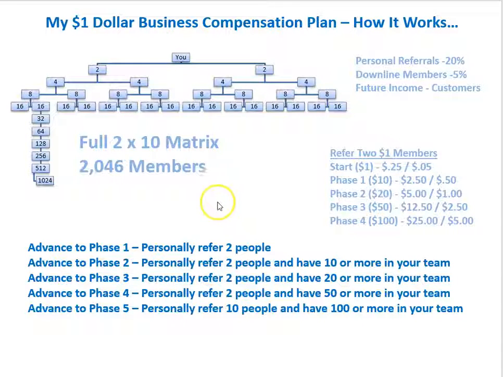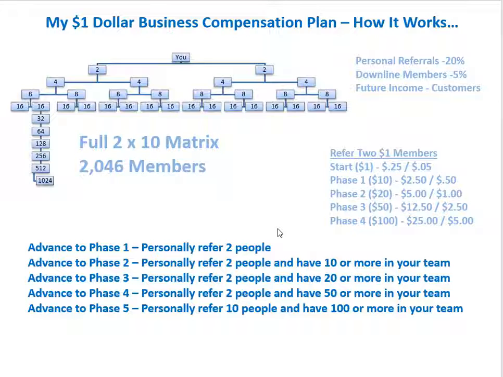To go from the $1 level to phase 1, the system once a week takes a snapshot of the organization, and if you meet these qualifications, you're going to move up 1 level from wherever you're currently at. So to get from the $1 level to phase 1, you need 2 personally referred $1 members.